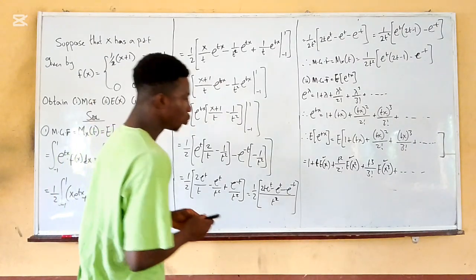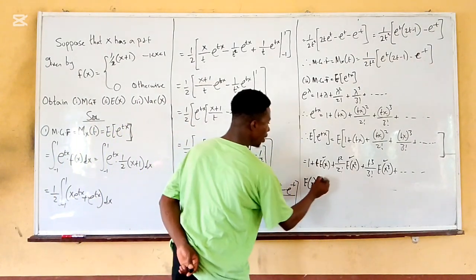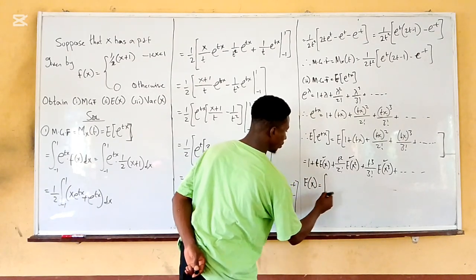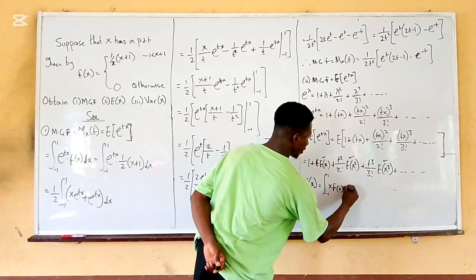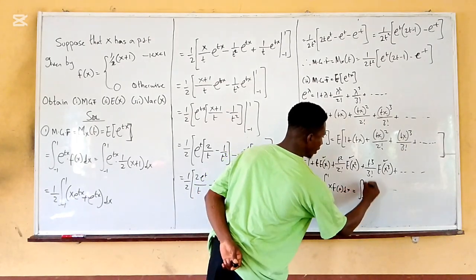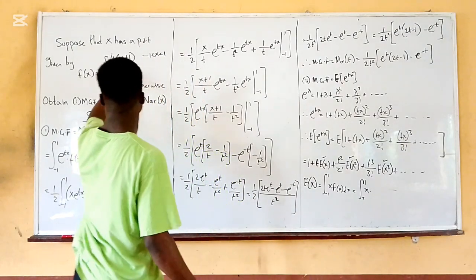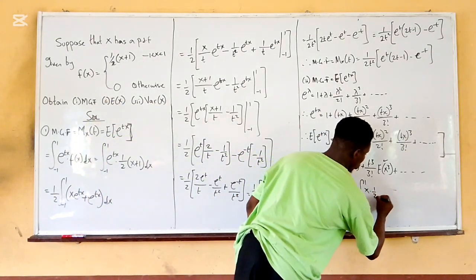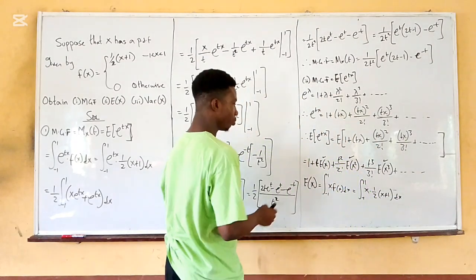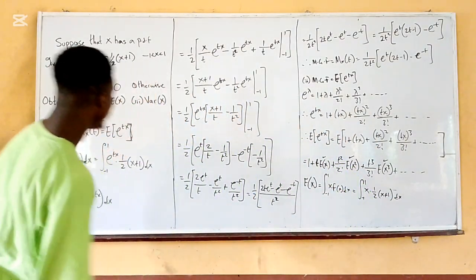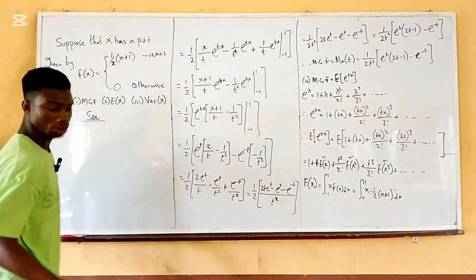So let me look for the expectation of x first of all. The expectation of x will be the integral from −1 to 1 of x times f of x dx. And that is the integral from −1 to 1 of x times, what is f of x? This is my f of x, that is 1 over 2 times (x plus 1) dx. Right? So I'll have to clean this part and continue.